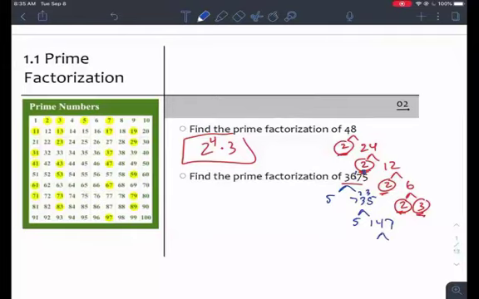147 again isn't as common a number, so look to use some of the divisibility rules. If you add up the digits here, 1 plus 4 is 5, plus 7 is 12. 12 is divisible by 3, so that means 3 is a factor of 147. 3 goes into 14 4 times with 2 remaining. 3 goes into 27 9 times. And so 49 can be factored into 7 and 7.